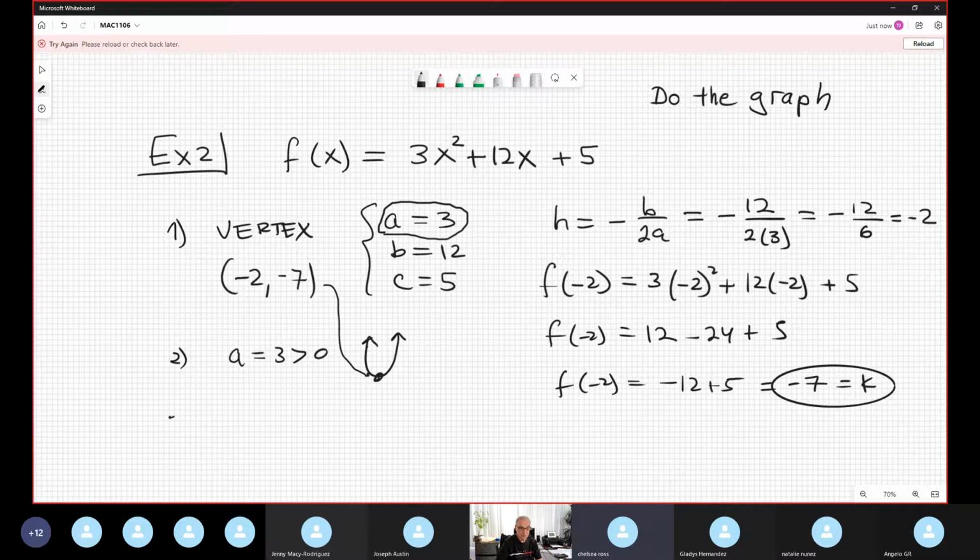The axis of symmetry is X equal H, sorry, X equal H. And who is H? H is negative 2. This is the vertical line that passes through the vertex and splits the parabola into two equal parts. This is the axis of symmetry equation.